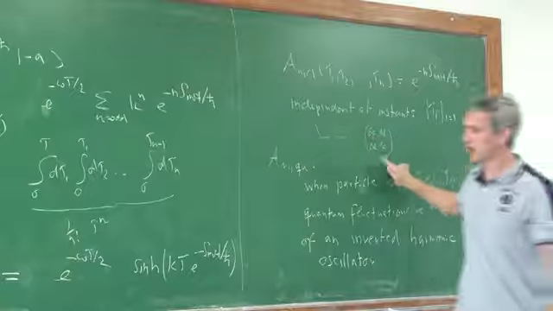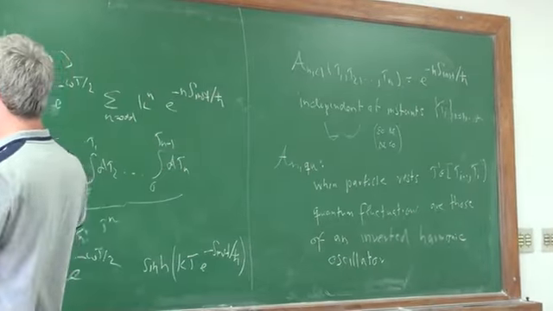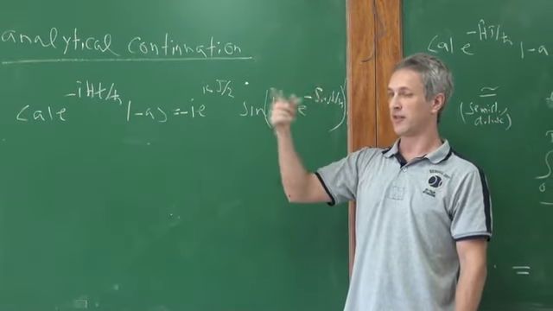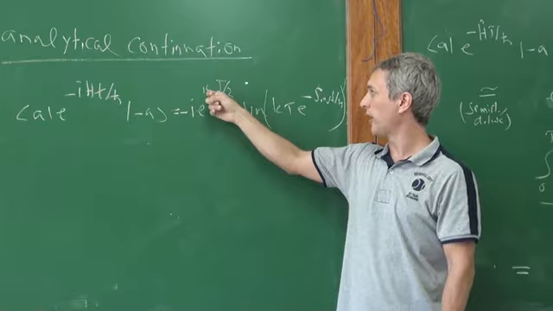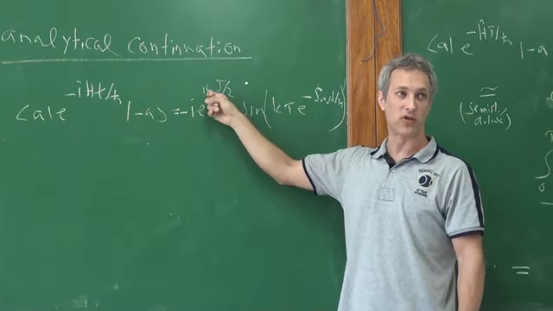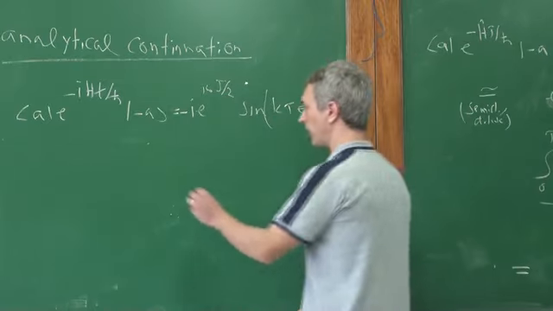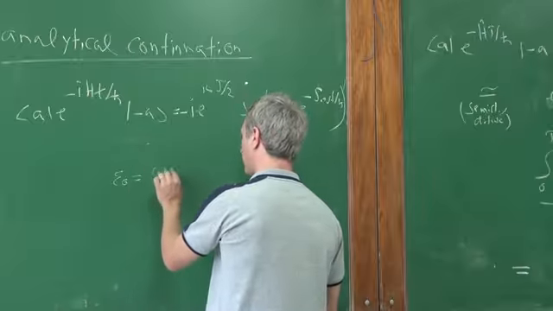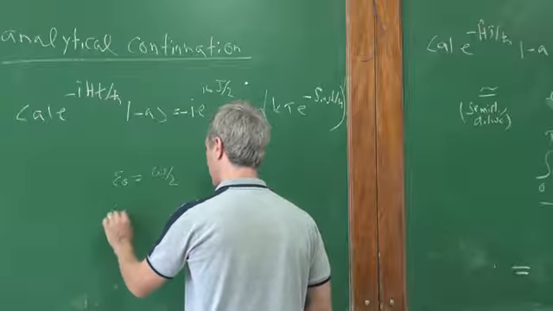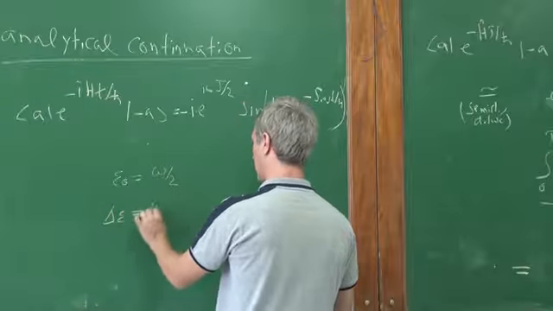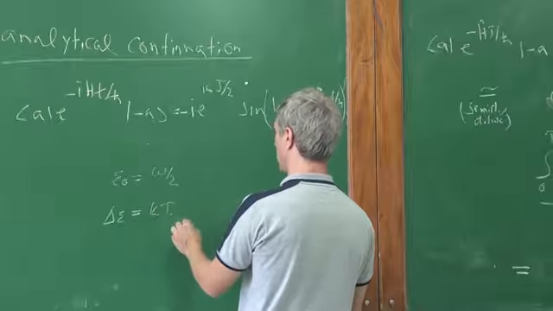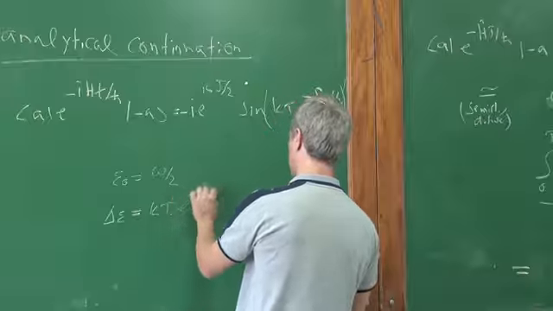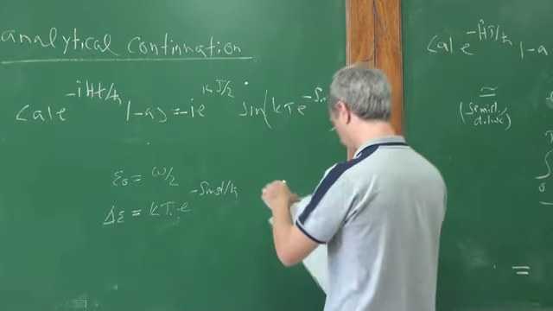Now what we got from this calculation was exactly this form here. You have a dynamic phase factor where omega over 2 corresponds to epsilon 0. So the epsilon 0 we introduced in the general problem is now given by omega over 2. And delta epsilon just corresponds to k tau e to the minus S instanton divided by h bar.